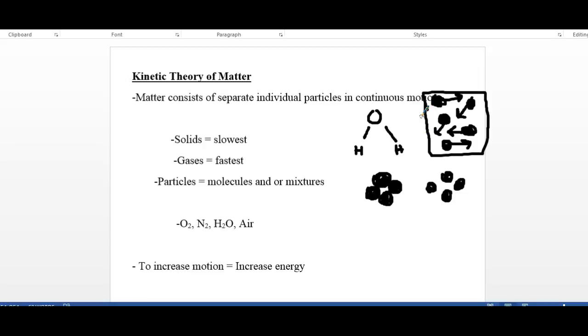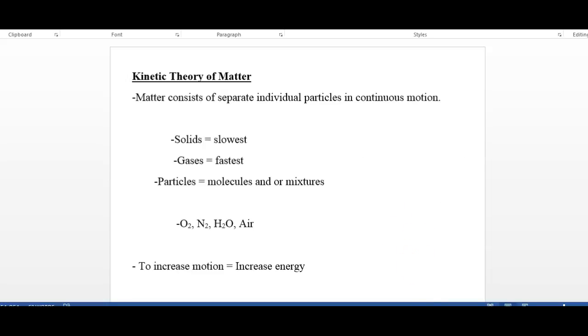Okay, and particles are in constant motion. If they're not constantly moving, that means they have no energy, and that's something that really, in the universe, in the grand scheme of things, can't really be possible. Something has to have energy to be matter, and we'll kind of talk about that later.